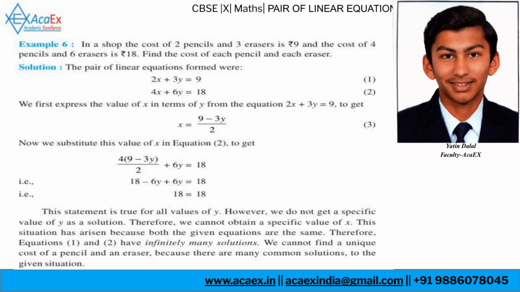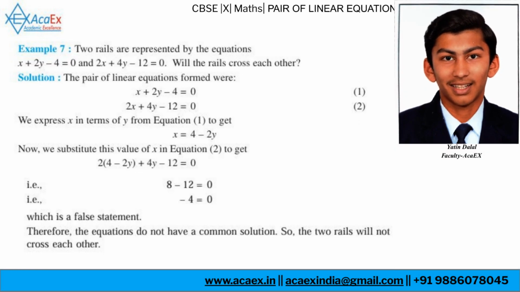Example 6. Pencils and erasers. Problem: the cost of 2 pencils and 3 erasers is 9 rupees. The cost of 4 pencils and 6 erasers is 18 rupees. Let's find the cost of each. The equations are 2x plus 3y equals 9 and 4x plus 6y equals 18. If we solve the first equation for x and substitute it into the second, the variables cancel out and we are left with the true statement 18 equals 18. This means both equations are the same. Therefore, there are infinitely many solutions, and we cannot find a unique cost for a pencil and an eraser.